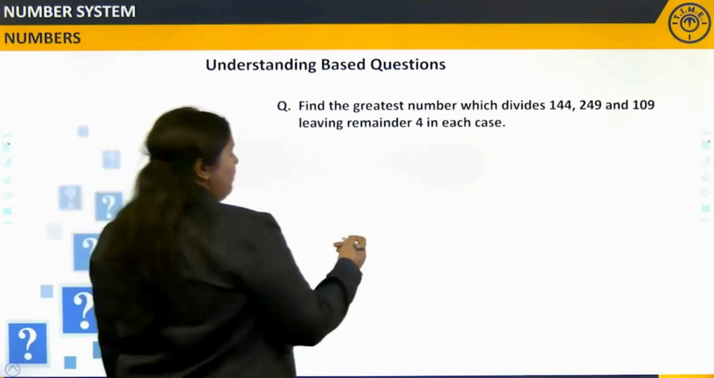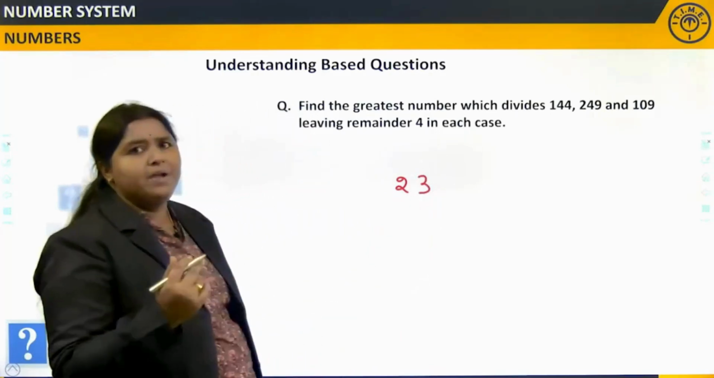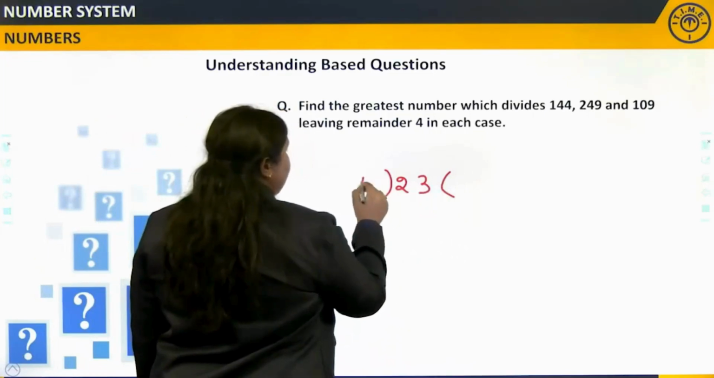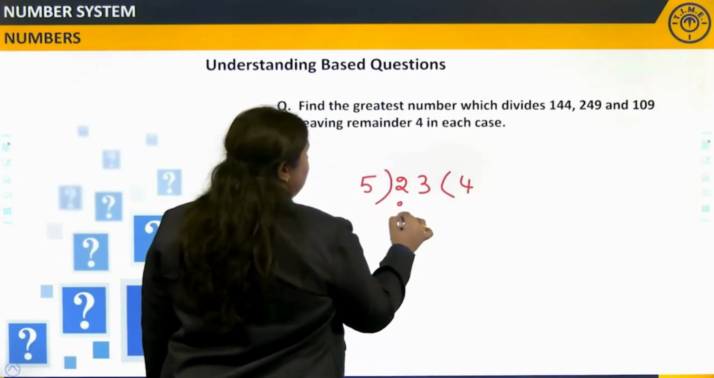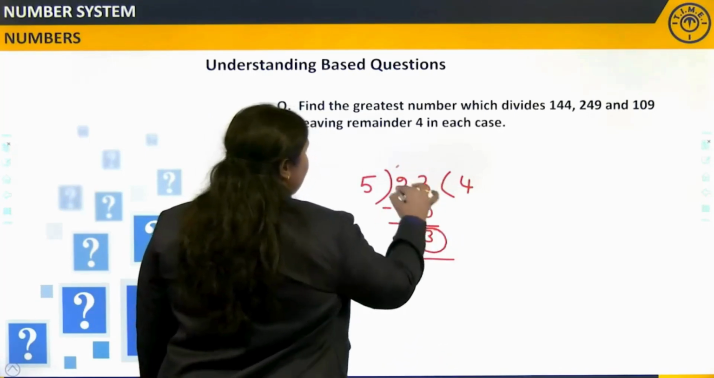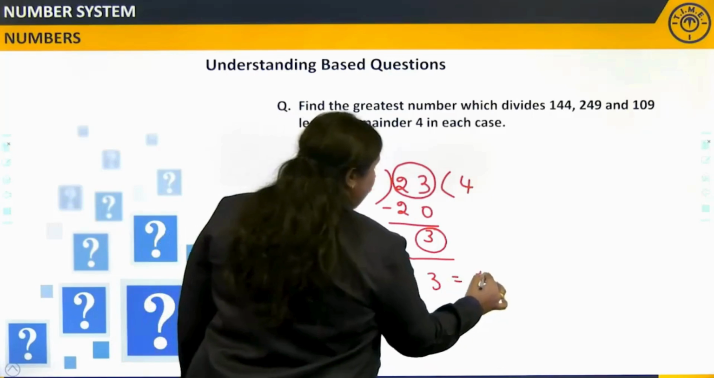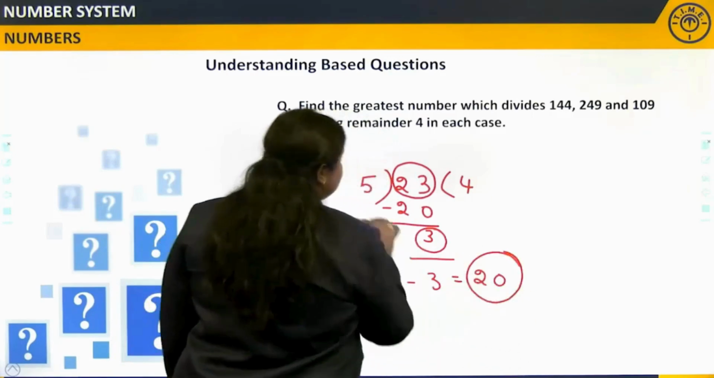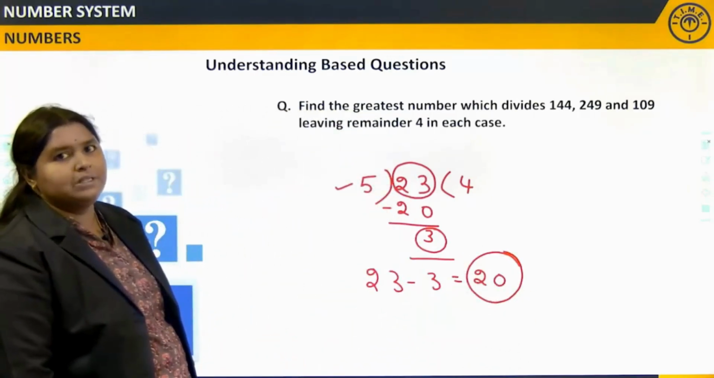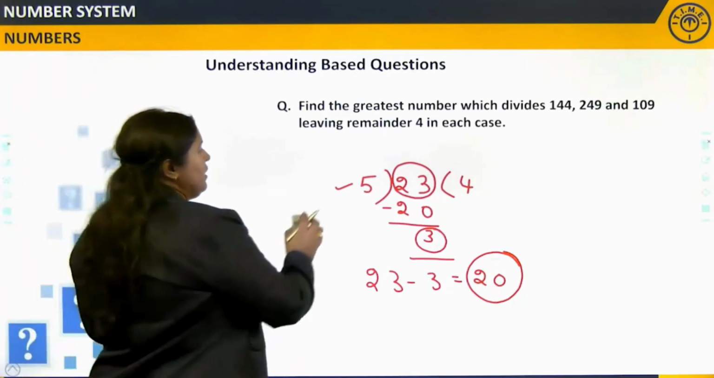Right. For example, if you have 23, 23 is not divisible by 5. But okay, let us divide by 5. 4 5s are 20. What is the remainder? 3. If you remove this 3 from 23, what will you get? 23 minus 3 is equal to 20. And 20 is exactly divisible by 5. Right? You get remainder 0 when you divide 20 by 5. 4 5s are 20.